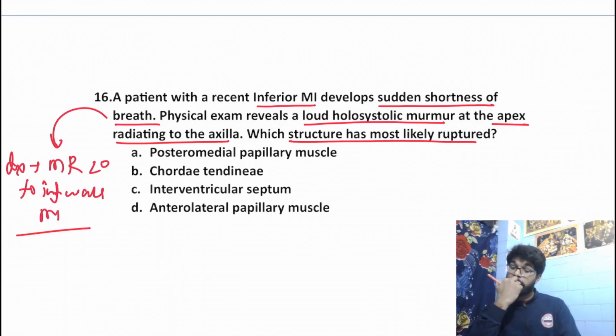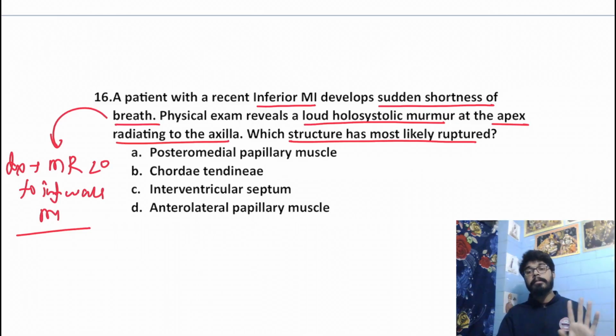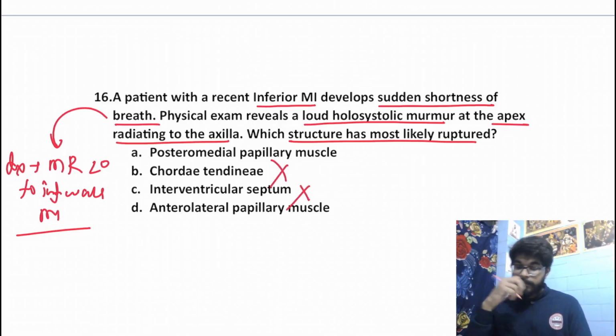But there's a problem over here. The problem is that we have two papillary muscles. You all know that it is due to rupture of papillary muscles, but which one? You can easily rule out B and C, but which one?